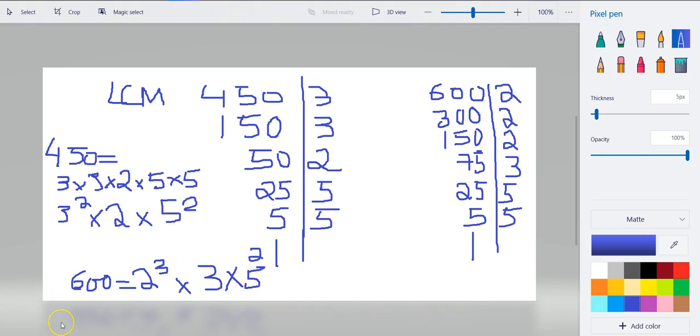So in this lesson, you found how to find the tree for those two numbers. And now what we have to decide is which of all these factors is going to be the smallest common number that both of them, 450 and 600, have in common. Let's do that in the next video.